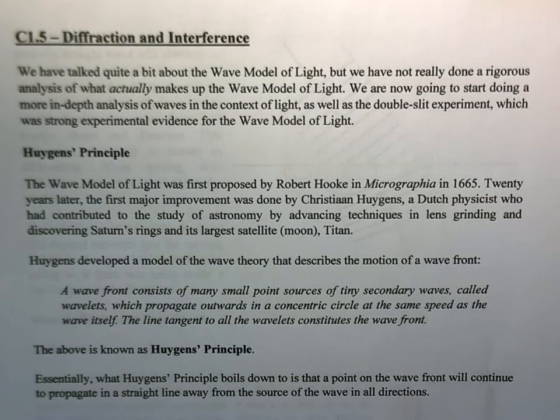So for the entirety of this unit so far in electromagnetic radiation, we've looked at the wave aspect of light, but we haven't really done a rigorous analysis of what constitutes the wave model, nor have we really talked a lot about the evidence or why people believe that light behaved as a wave. So we want to start to dip into that. The big thing we're going to be talking about is Young's double slit experiment. But before we can get into that, we have to talk about something else first.